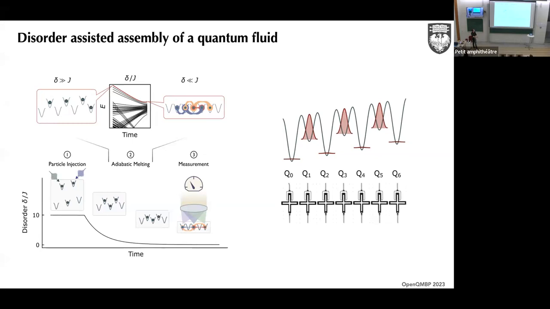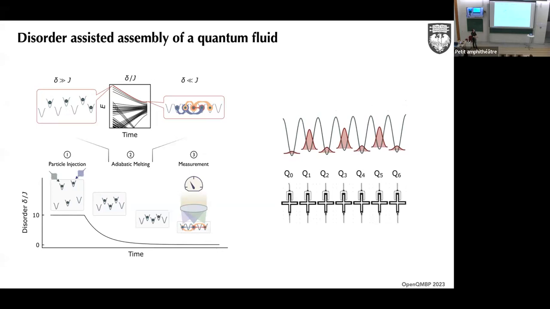And as we slowly bring the lattice into resonance, through tunneling-induced quantum fluctuations, these particles will be localized into some correlated fluid. And at the end of this procedure, where we ramp the disorder to near zero, we're going to use on-site microscopy to look at on-site densities, measures of correlations, and also entanglement.